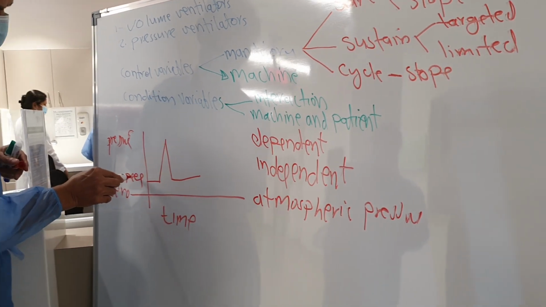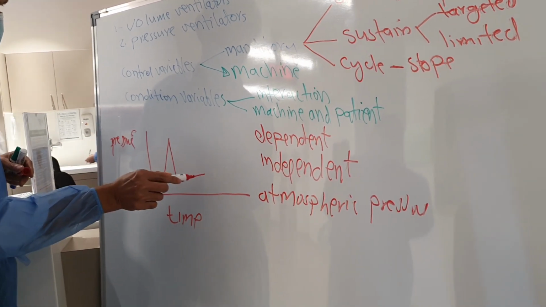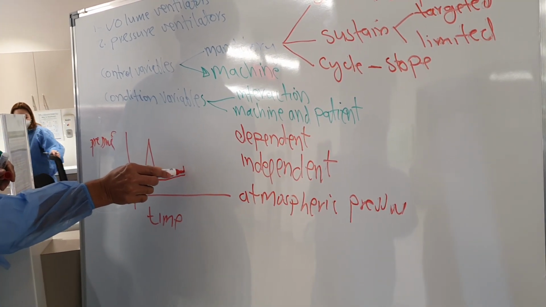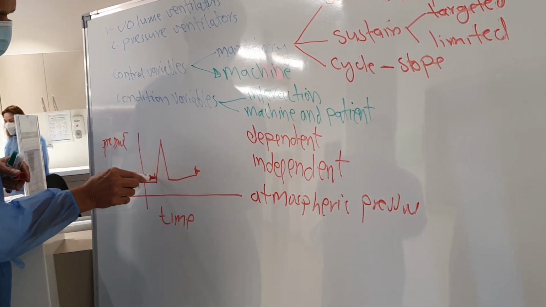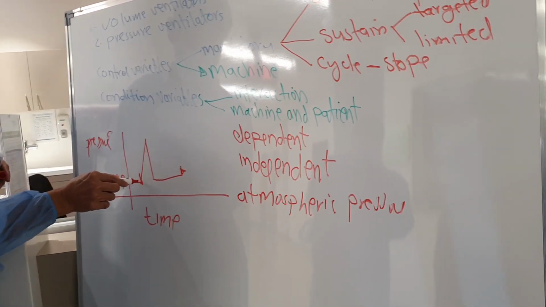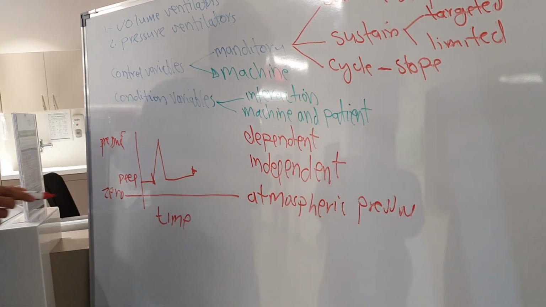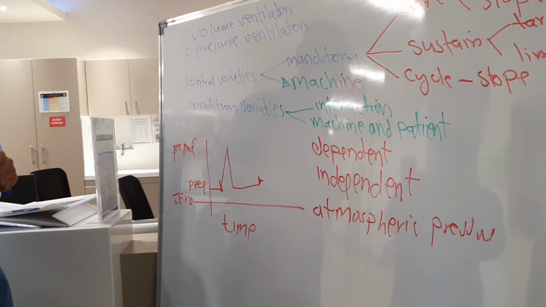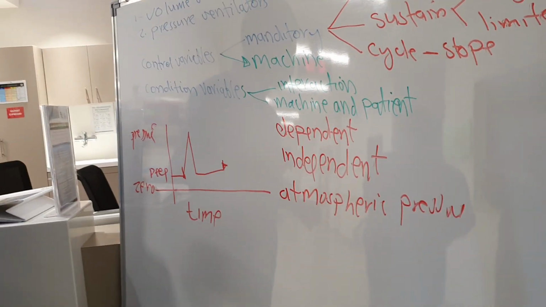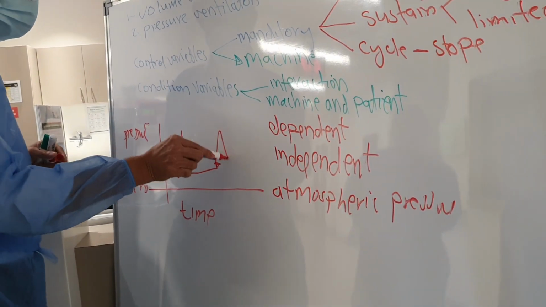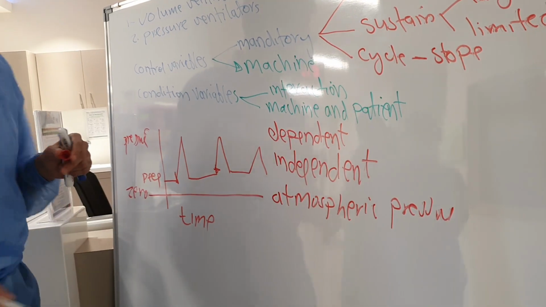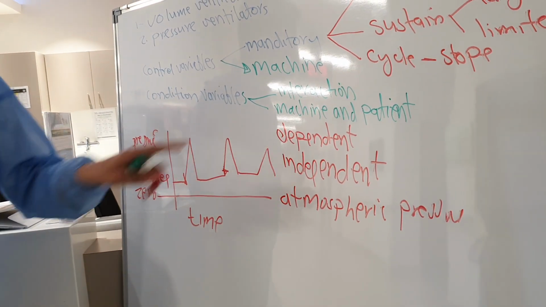So the PEEP is positive, and it's the pressure in here. At the end, this is the PEEP here. You got it? So this is positive end-expiratory. At the end of expiration, what is the level? That's called the PEEP. And then you have the PIP. Now the PIP happens over time. So there is a number over time.